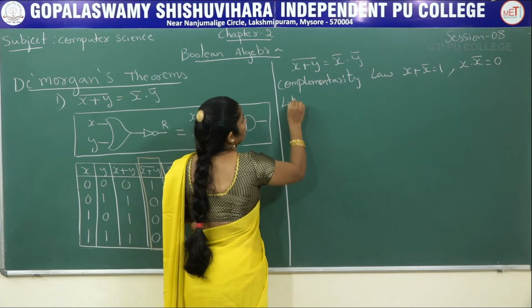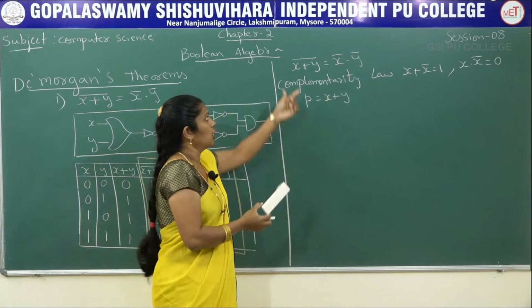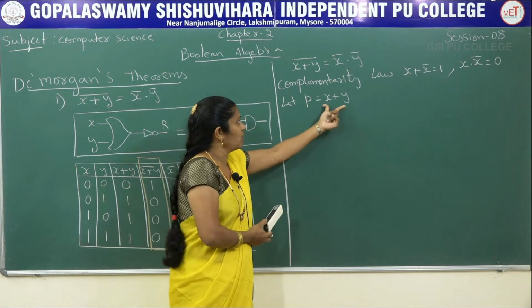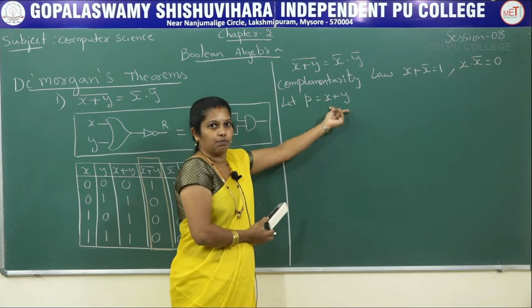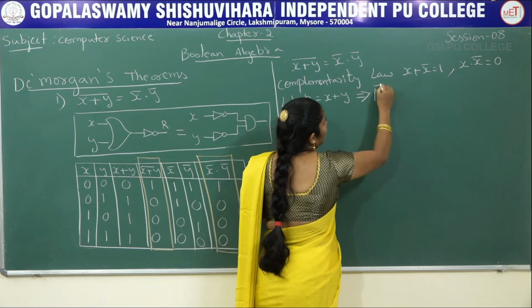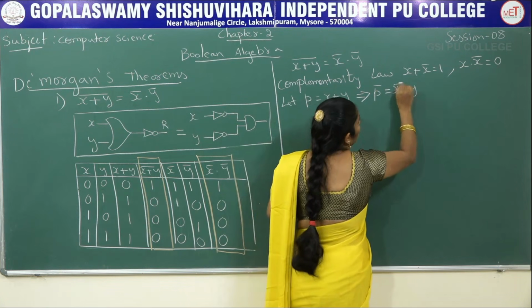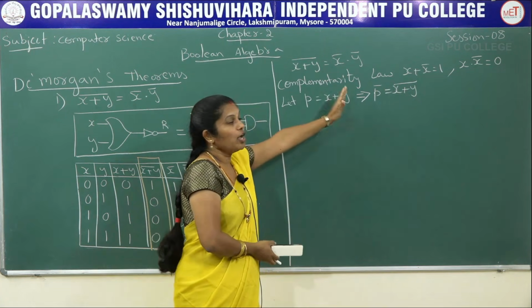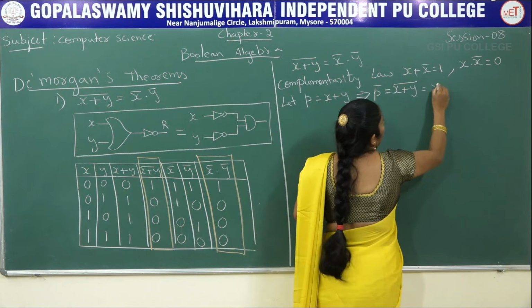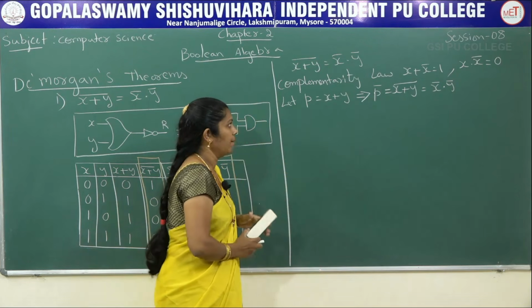Now let P equals x plus y, because we want to prove x plus y whole bar equals x bar into y bar. That's why we take P equals x plus y. Then what exactly does P bar represent? P bar represents x plus y whole bar. Then apply De Morgan's concept, that equals x bar into y bar.